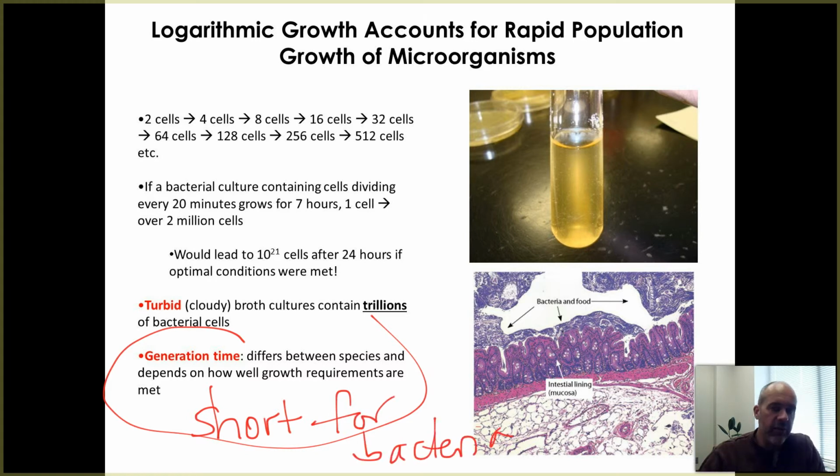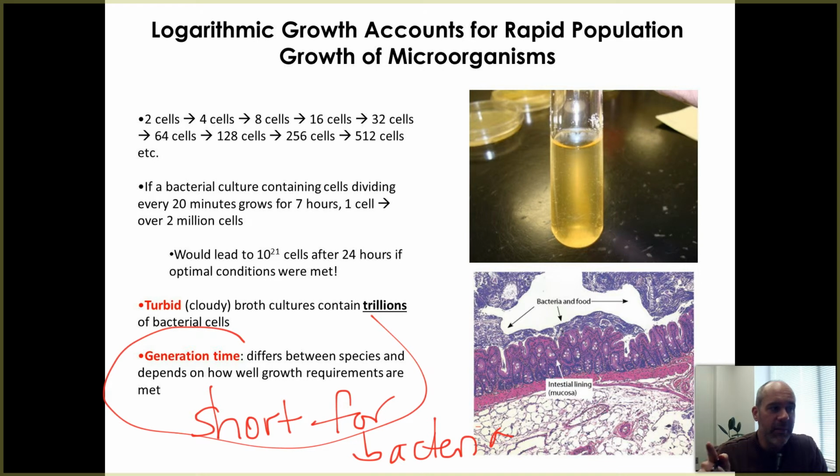Now there's a lot of diversity out there. There are some bacteria that multiply really slowly. But in general, the ones that we're interested in studying, the ones that impact the human body, can divide pretty quickly. So generation times are short. The shorter your generation time, the faster you're growing.